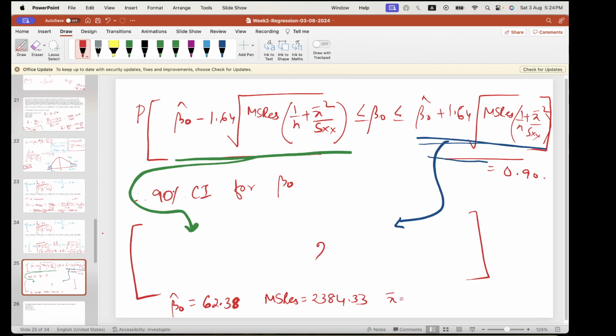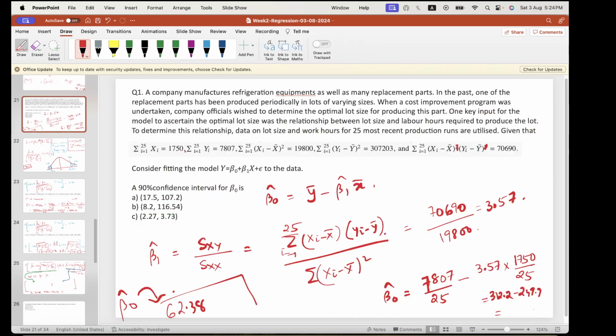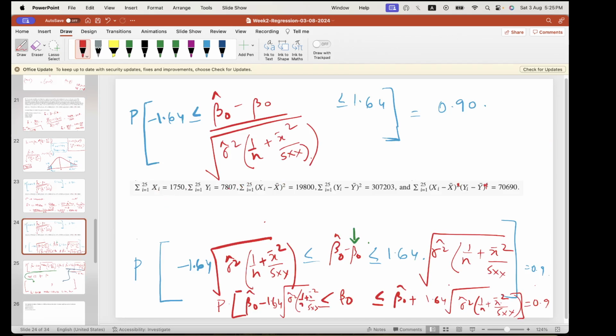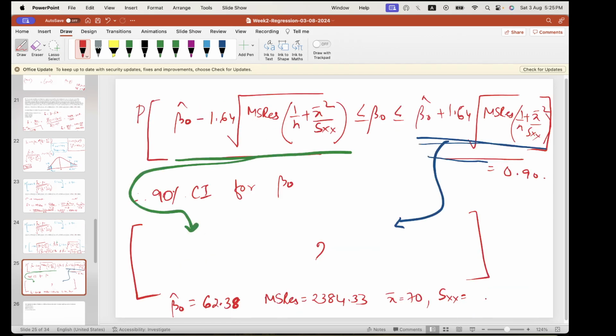X bar is 1750 by 25. So that would be 1750 divided by 25, which is 70. So x bar is 70. Okay, and Sxx is how much? Sxx is summation of xi minus x bar whole square, 19800. So plugging these values, what do you get?